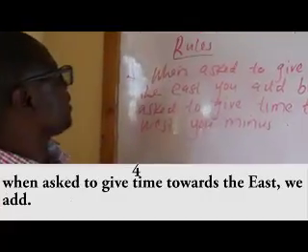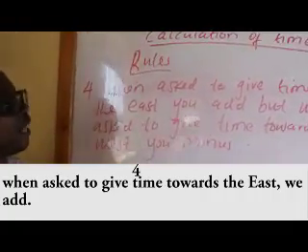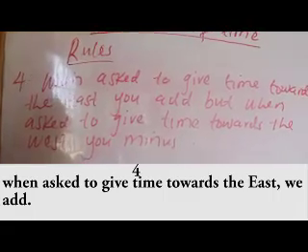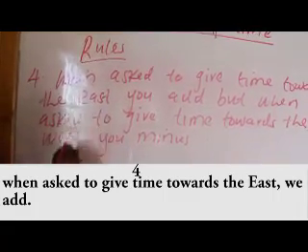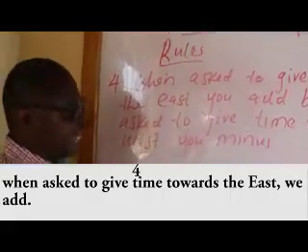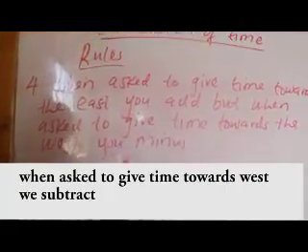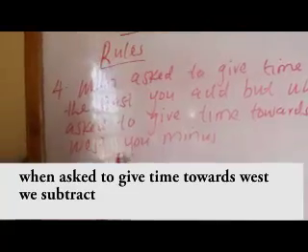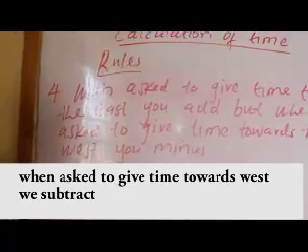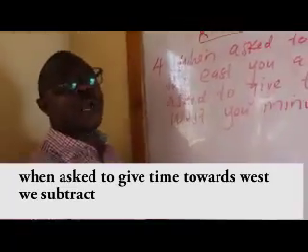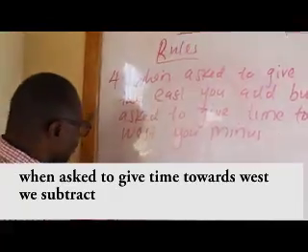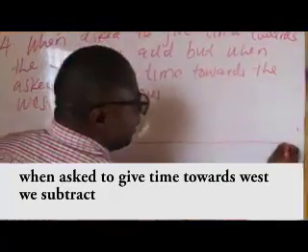So my dear pupils, rule number 3 is that when you're asked to give time towards the east, you add. Why? Because time in the east is always ahead. But if you are asked to give time towards the west, you minus, because as you go towards the west, time is always behind. And if you want to get it in an even easier way, then you draw your number line like that.